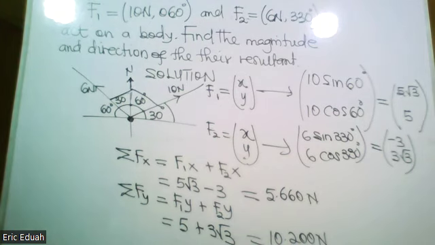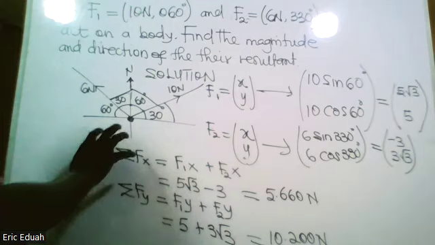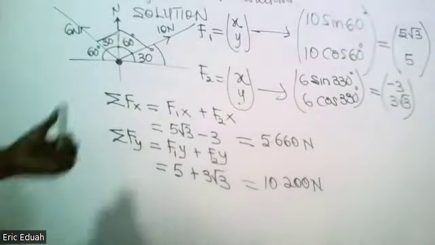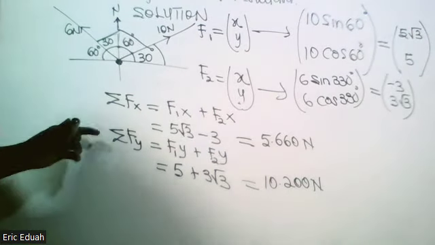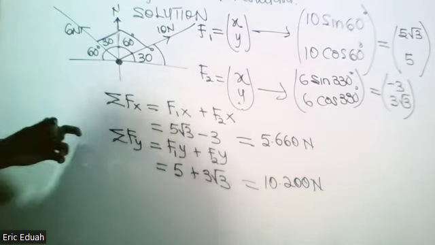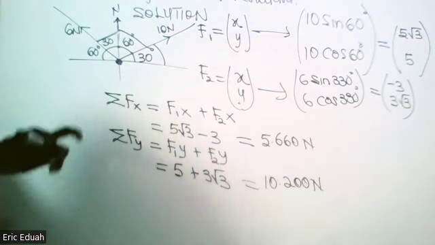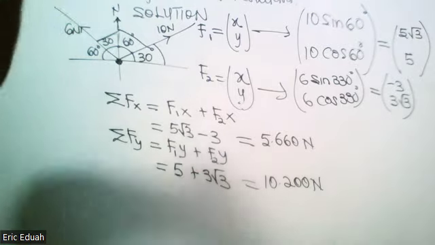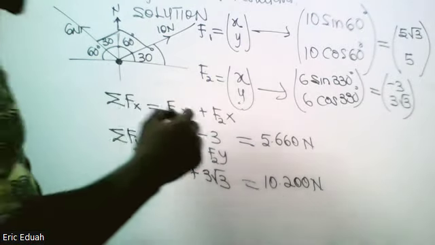You see, so we have found the summation. For the two, or if you have more vectors, you have the summation of all the x's and the summation of all the y's. When you finish, because you are asked to find their magnitude and direction, this is what you do.